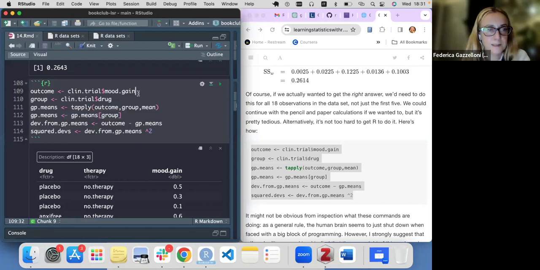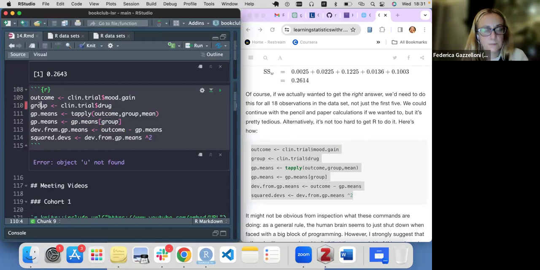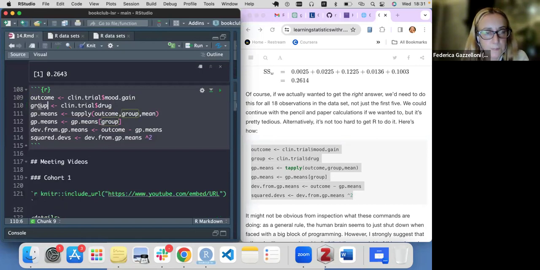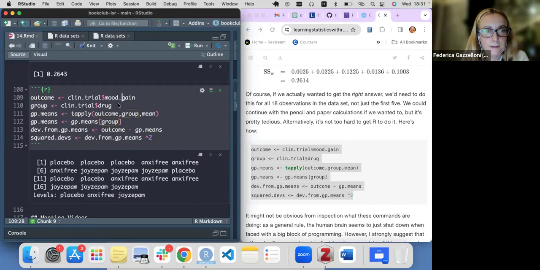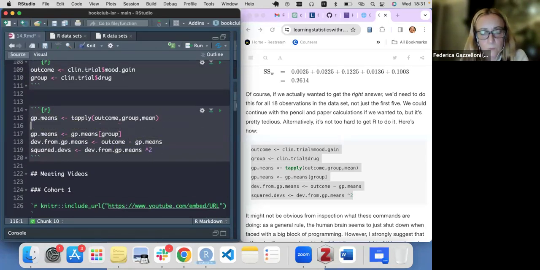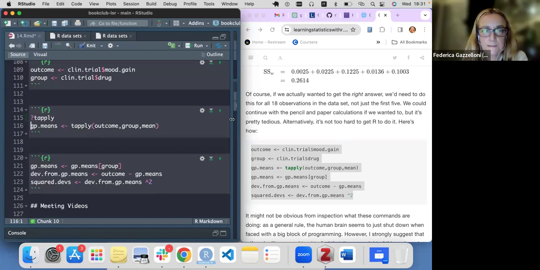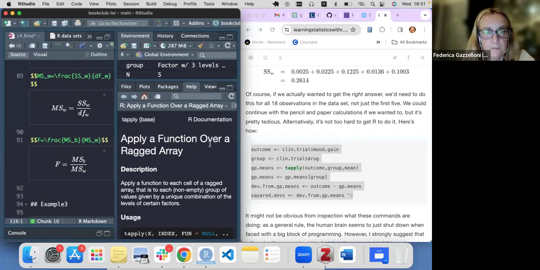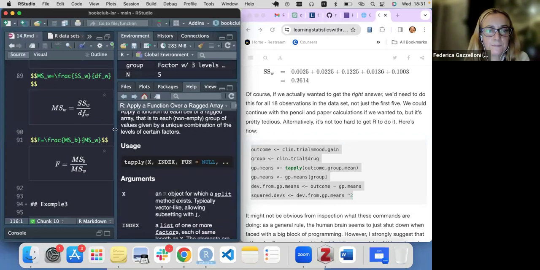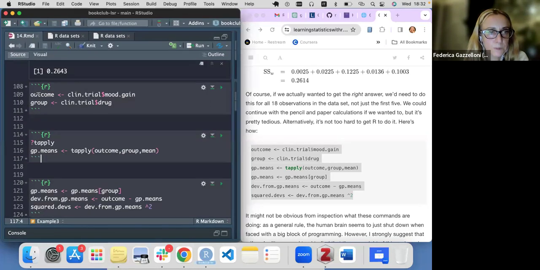Let's have a look at what's happened here. Okay, so we have outcome, which is this, and this is the group. Okay, and then I would like to stop here. And so what we do is apply this function, which is tapply. Look at this. tapply is applying a function over a ragged array. Okay, because this is an array. So we have the outcome and the group.